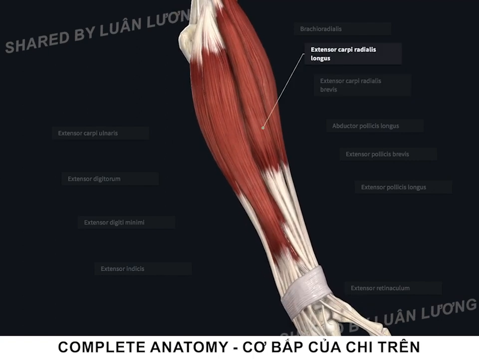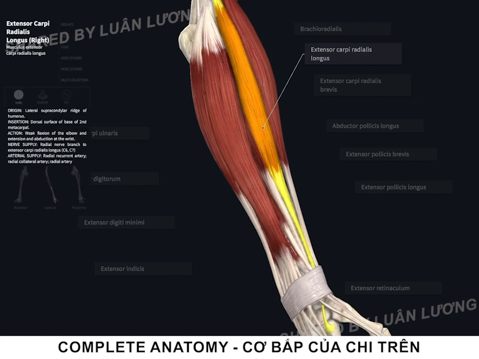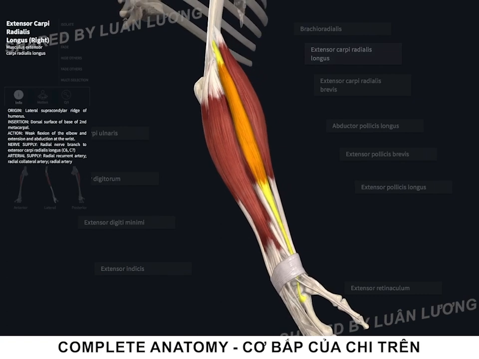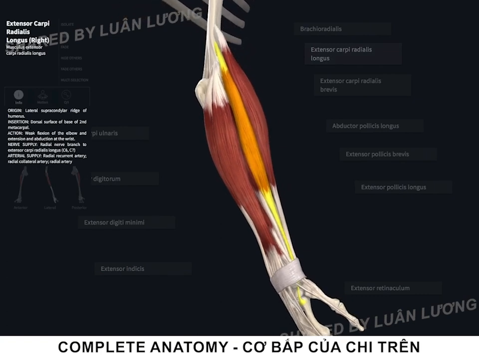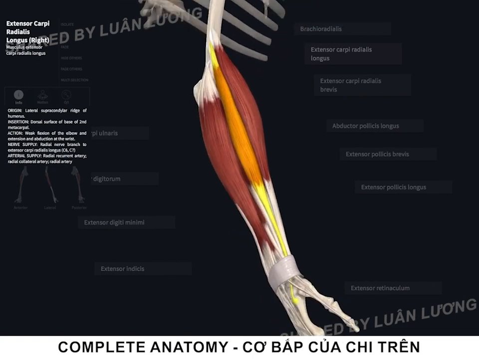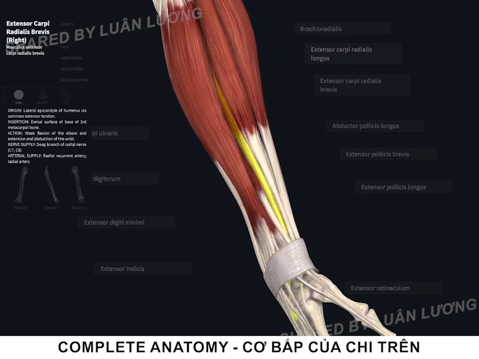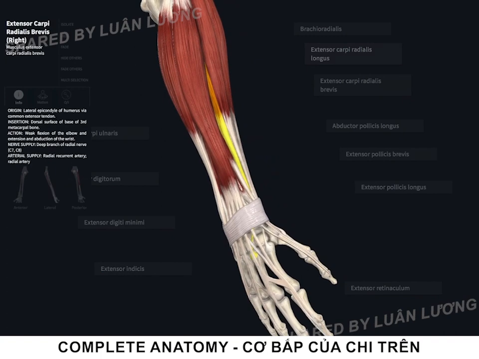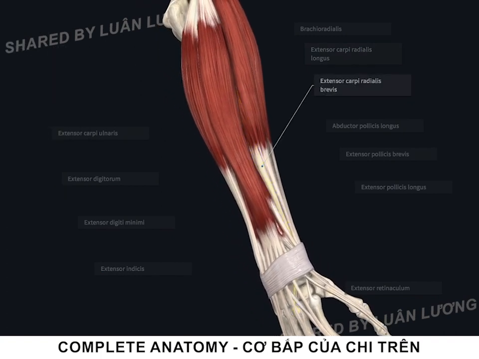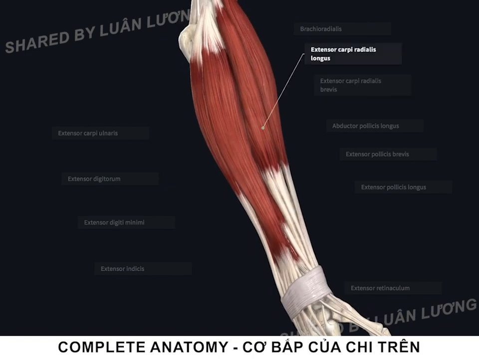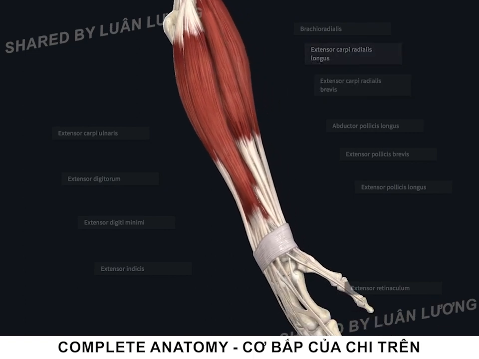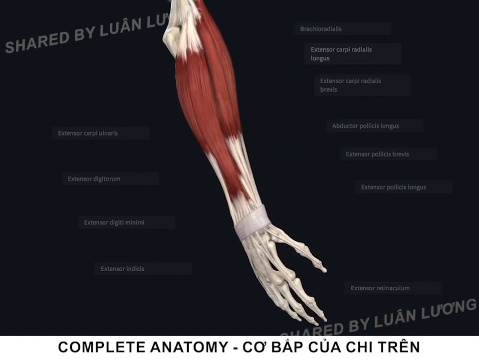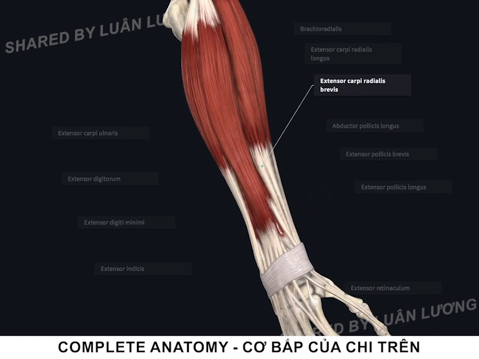So the extensor carpi radialis longus muscle has a long name. However, it's a very descriptive name that will tell you exactly where it goes and what it does. So this is an extensor of the wrist on the radial side with a long tendon. Located immediately deep to this muscle, we see the extensor carpi radialis brevis muscle. Now, the extensor carpi radialis brevis muscle is going to be located deeply to the extensor carpi radialis longus muscle. The length of the tendon is going to differ. So the longus will have a longer tendon and the brevis will have a shorter tendon.